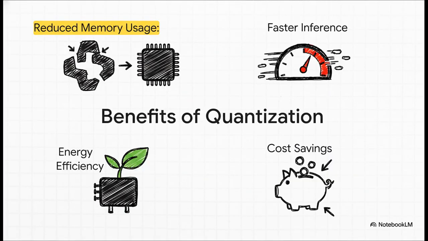Now, this isn't just some neat little technical trick. It has huge real-world benefits for you. I mean, look at this. First, the memory usage just plummets. That's why a giant 70 billion parameter model can suddenly fit on your home GPU. Then, inference gets way faster, which means you get quicker responses from your AI. It's also more energy efficient, and it saves you money, letting you tap into state-of-the-art AI without needing a whole data center in your basement.